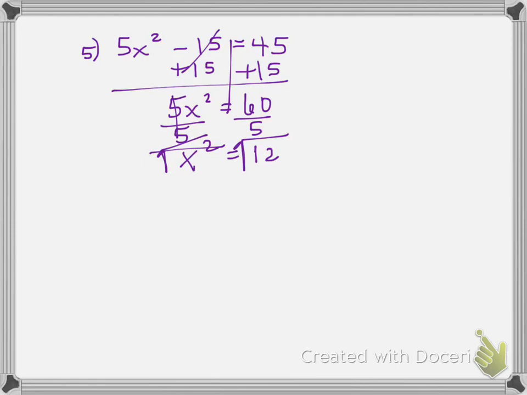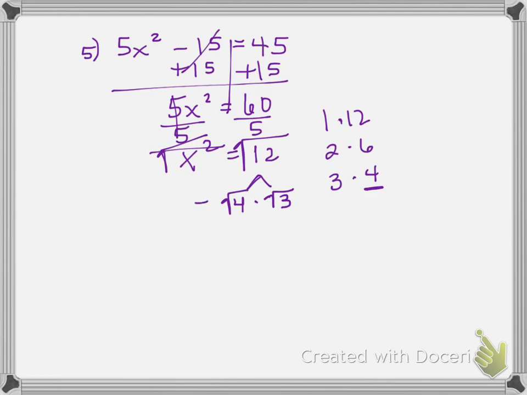Okay? So I'm going to try and rewrite this as 2 factors, and I want at least one of those factors to be a perfect square. And 12 doesn't have a lot of factors. It can be 1 times 12, 2 times 6, or 3 times 4. But I know 3 times 4, 4 is a perfect square, so that's how I'm going to write it. It's 4 times the square root of 3.